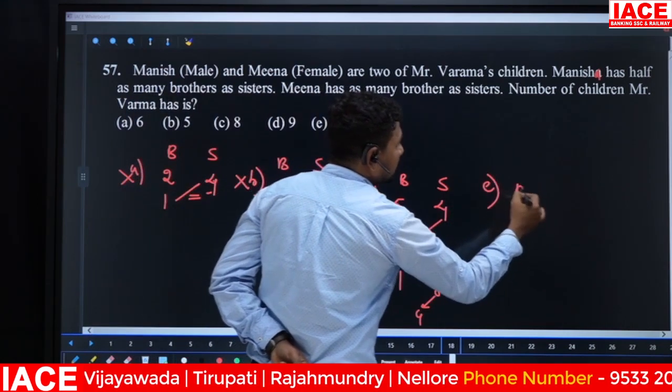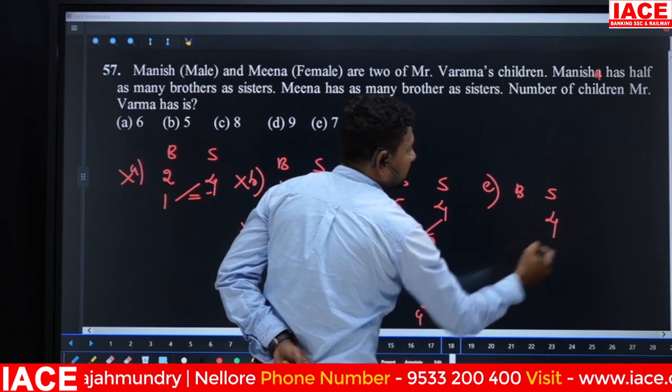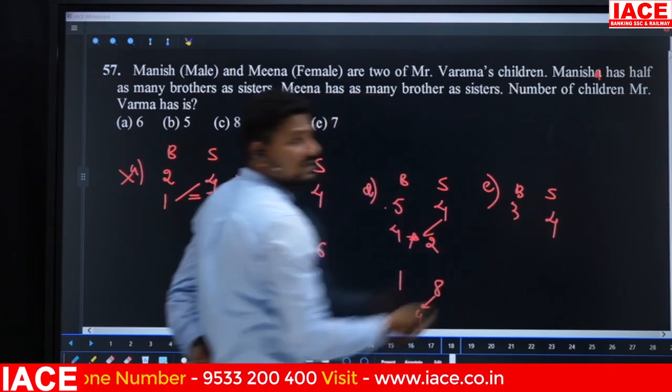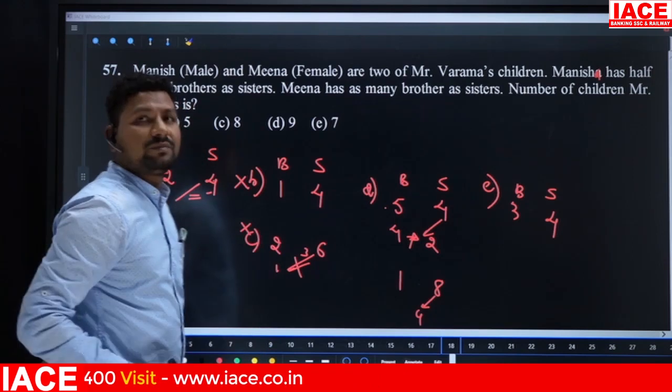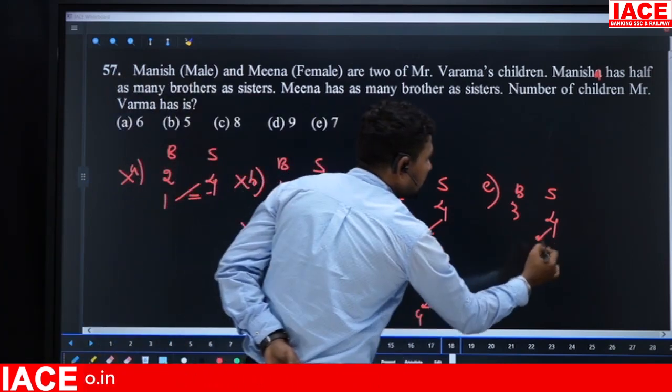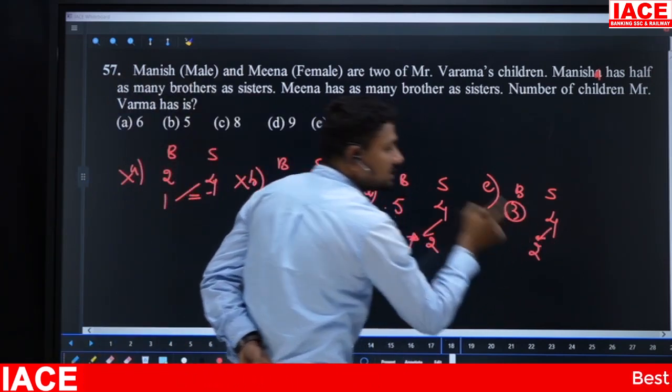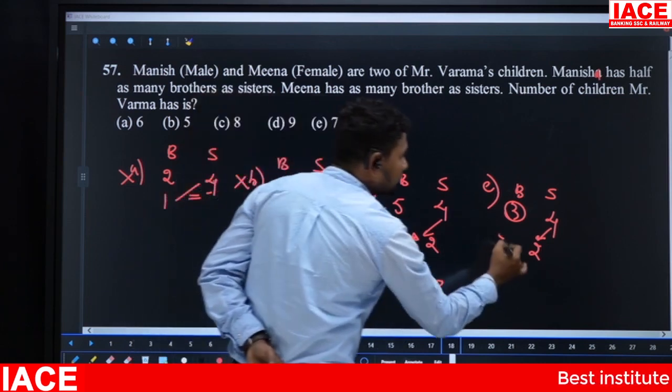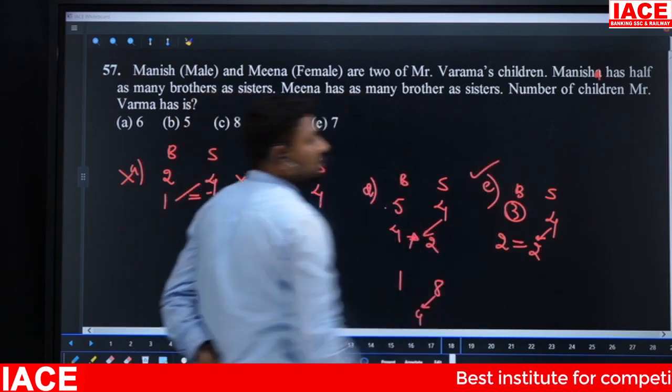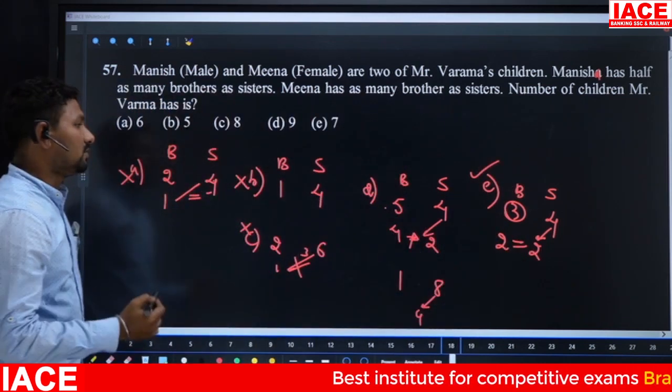Brothers and sisters: sisters are 4 members, brothers are 3 members. Male members in the family are 3 members, female members are 4. Then half of 4 is 2, and Manish is already there among the 3 members, so the remaining 2 members are there. Only one option is suitable. The suitable option is E only.